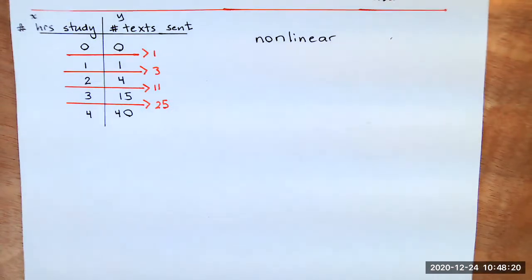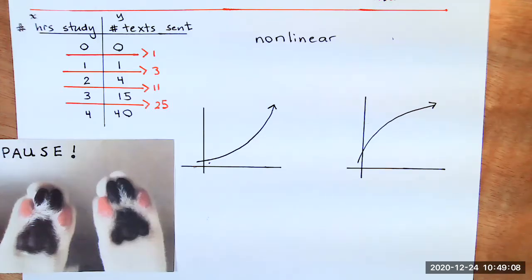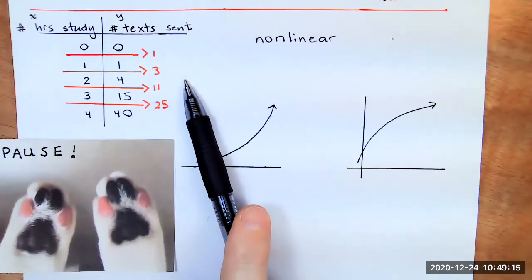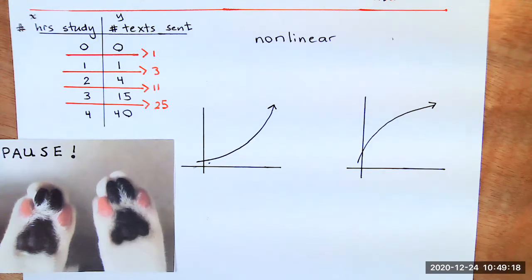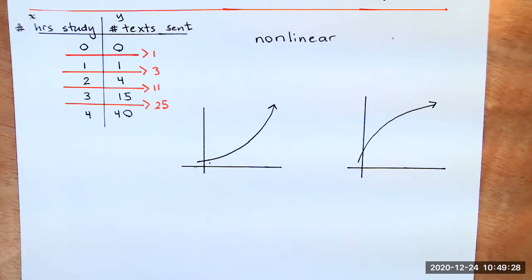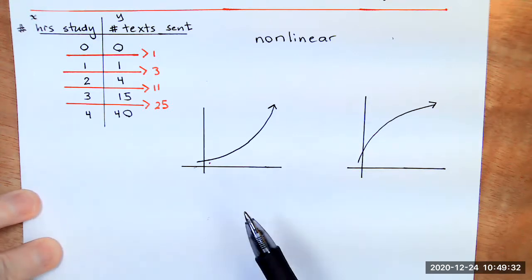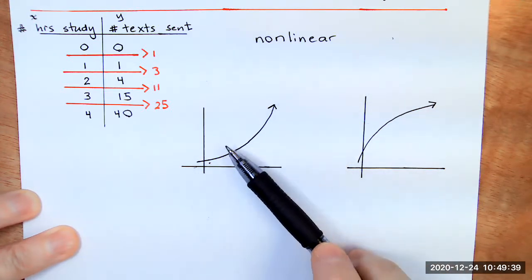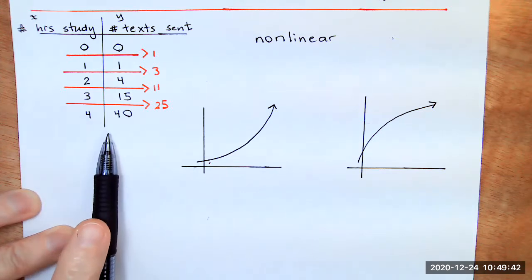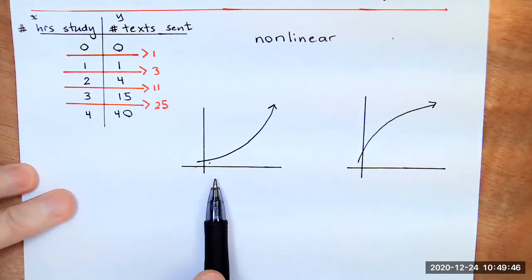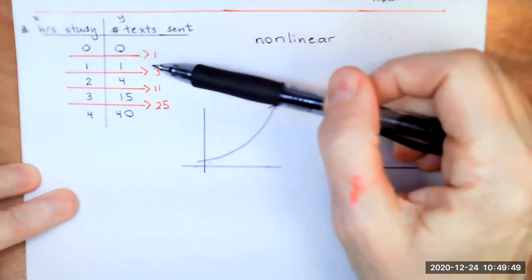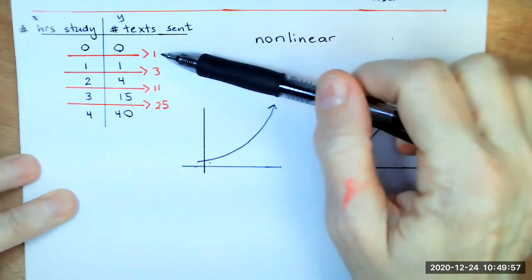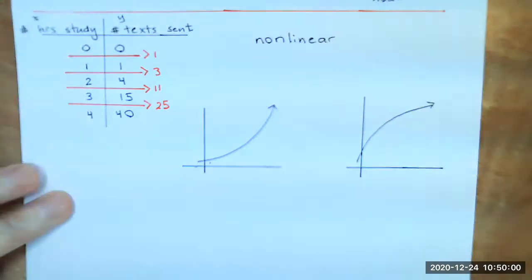And just for fun, why don't you take a moment and see if you can decide which nonlinear function best describes this situation. So I'd hit the pause button and think about that for a second. All right, so these are both increasing functions. They're both nonlinear because they're not a straight line. Which one best fits this situation? Well, it would be the one on the left, because you can see that the more you study, the more you send texts. So this is increasing faster.